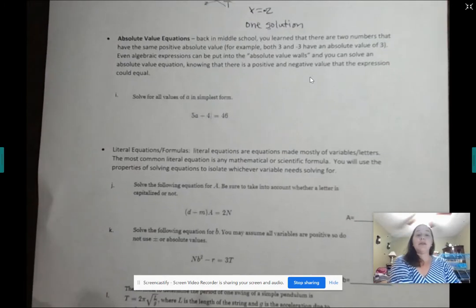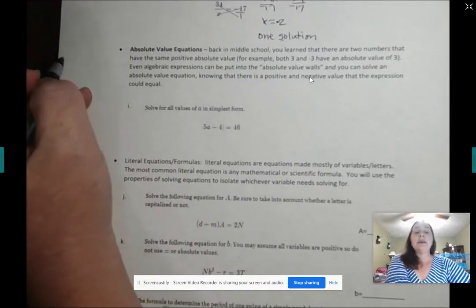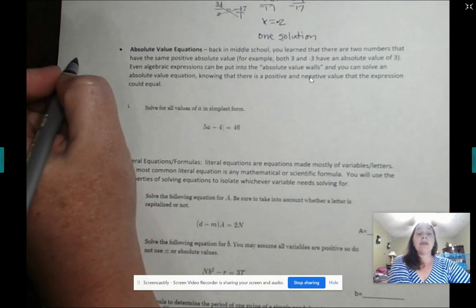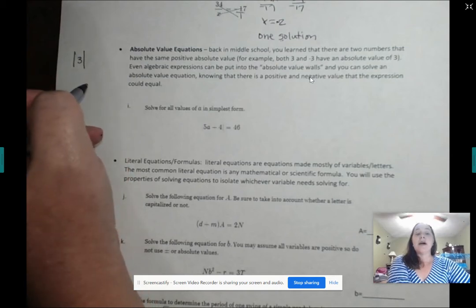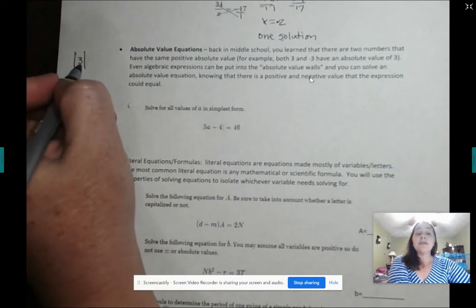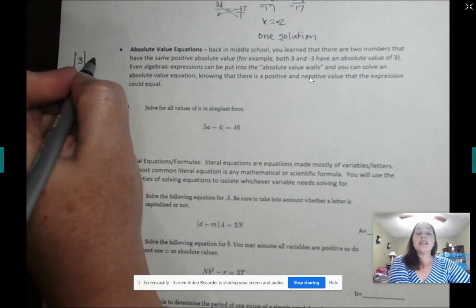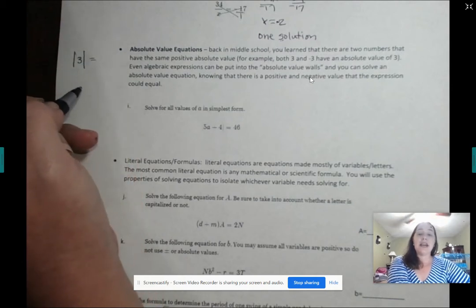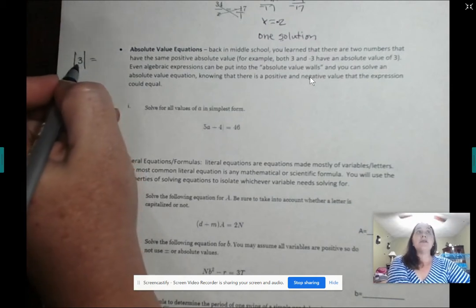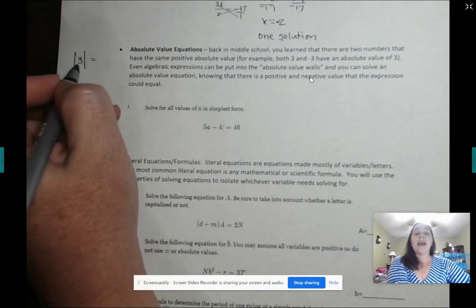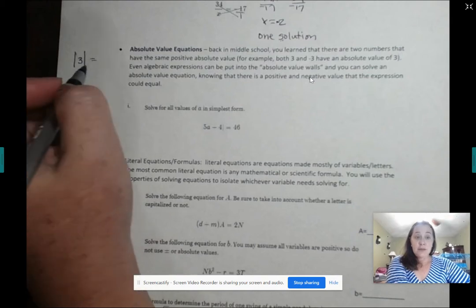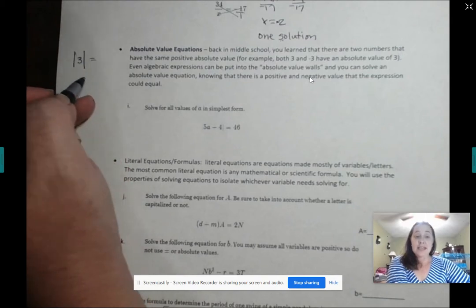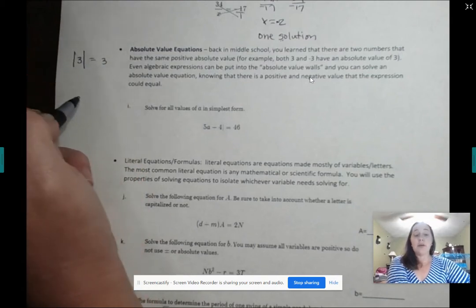Now I need to review you a little bit on absolute value. Back in middle school, maybe 6th grade math, you learned to look at something in absolute value walls. That's what these are called. And you were asked to find what is the absolute value of, let's say, the number 3. Well, absolute value is calculating how far away is this number from 0 on the number line. And if you think about where 3 is located on the number line, it is 3 units from 0.